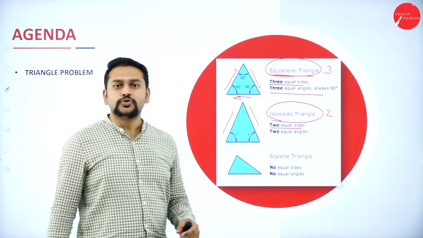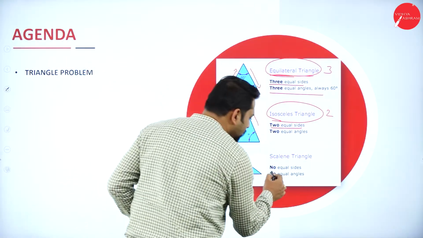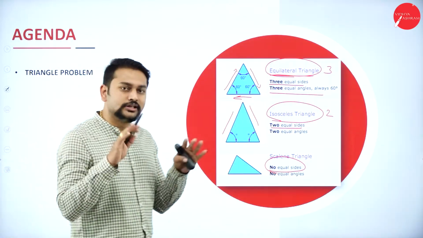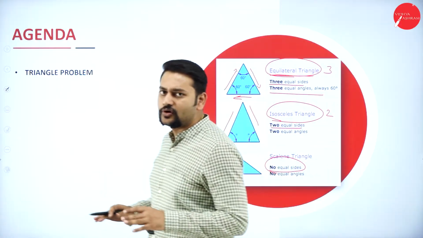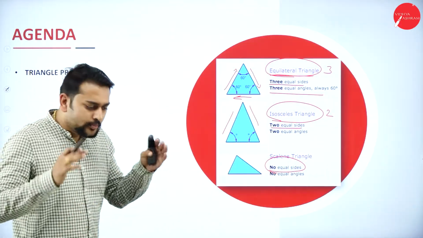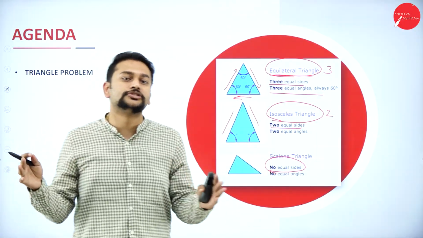When it comes to a scalene triangle, there are no equal sides. All the sides, whatever I have, are different. That's what I will call a scalene triangle. That's what you need to remember here. This is the prerequisite: you should have knowledge with respect to the triangles.